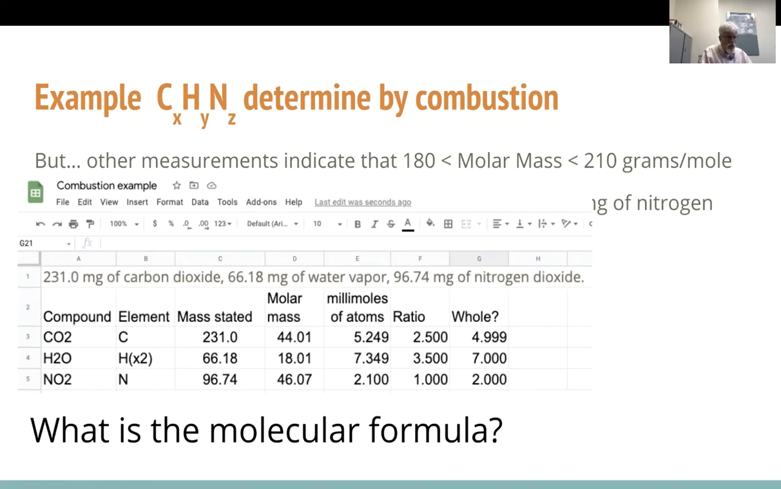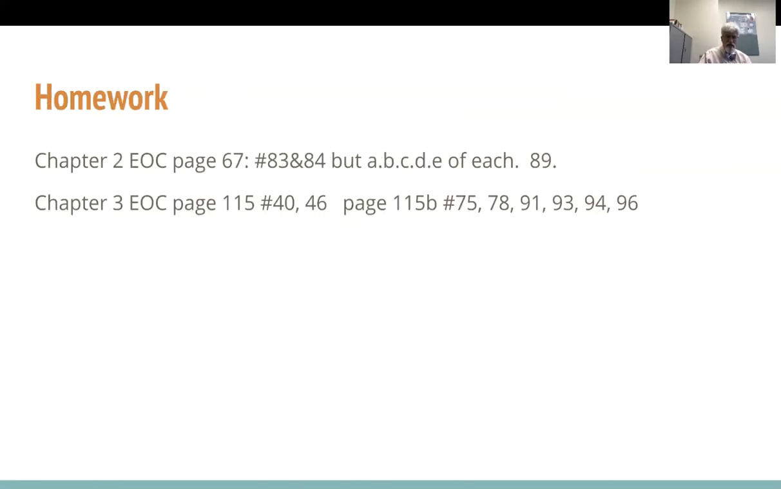So we need some whole number to multiply all of these numbers by to bring us into a molar mass. That is to say the mass of the molecule itself. It has to be in the range between 180 and 210 grams per mole. We will work that one out in class.